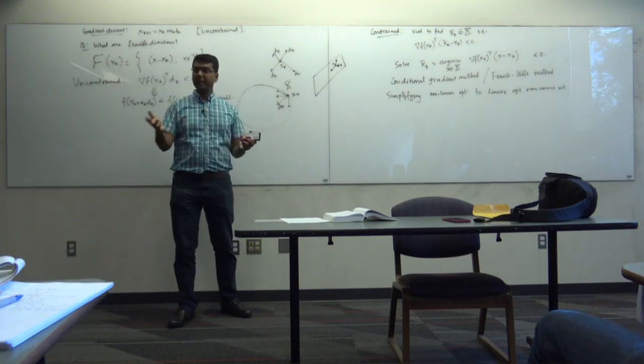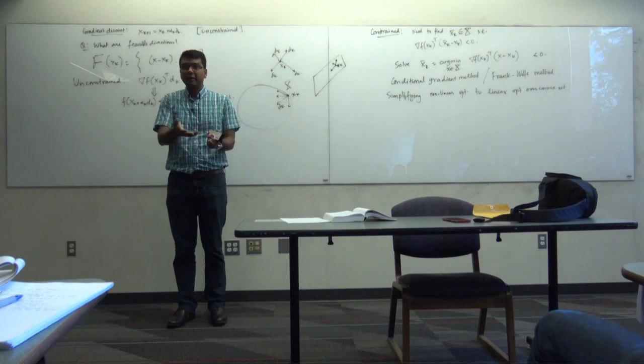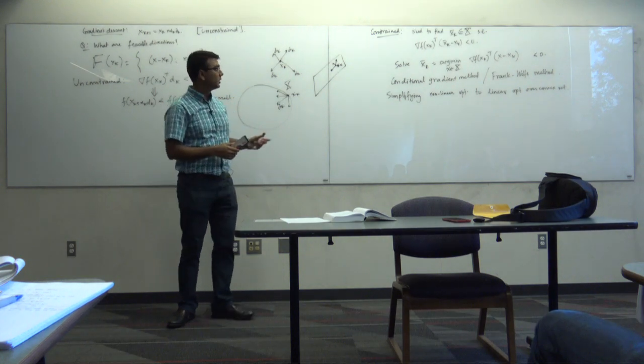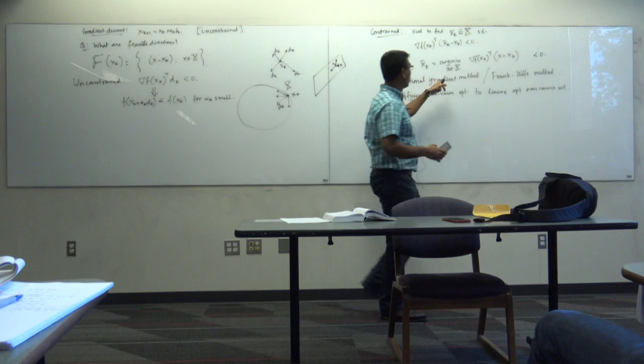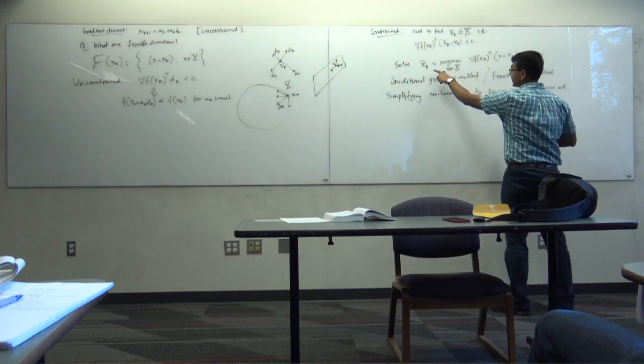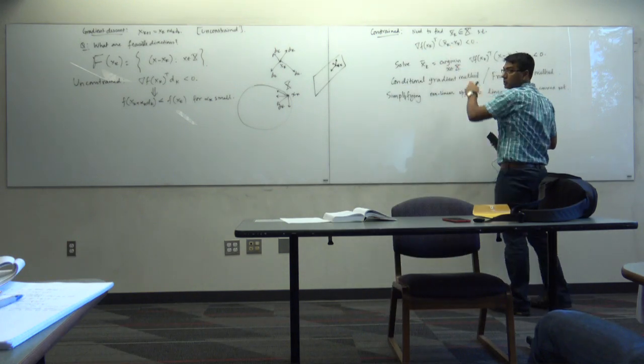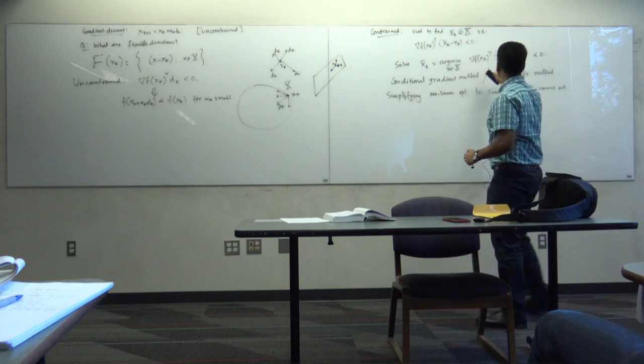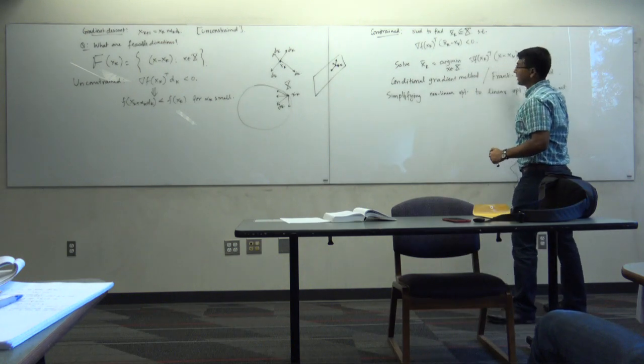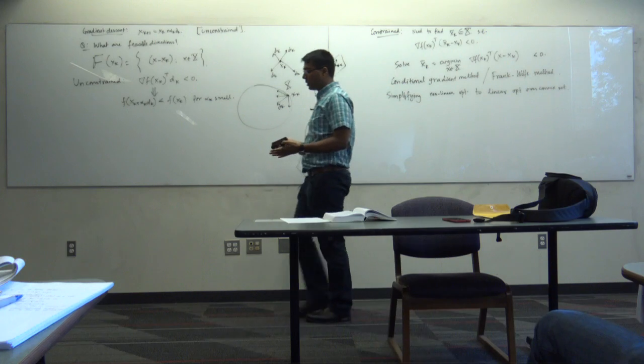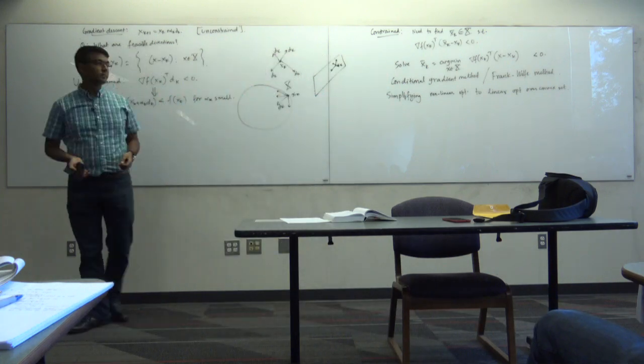Now you don't know which direction to move. Where is it that you're going to minimize your function? But in this case, all this is saying is if you move in this direction, you're likely to minimize your function as long as the minimum value is less than zero. If it is greater than or equal to zero, then you are at a stationary point.